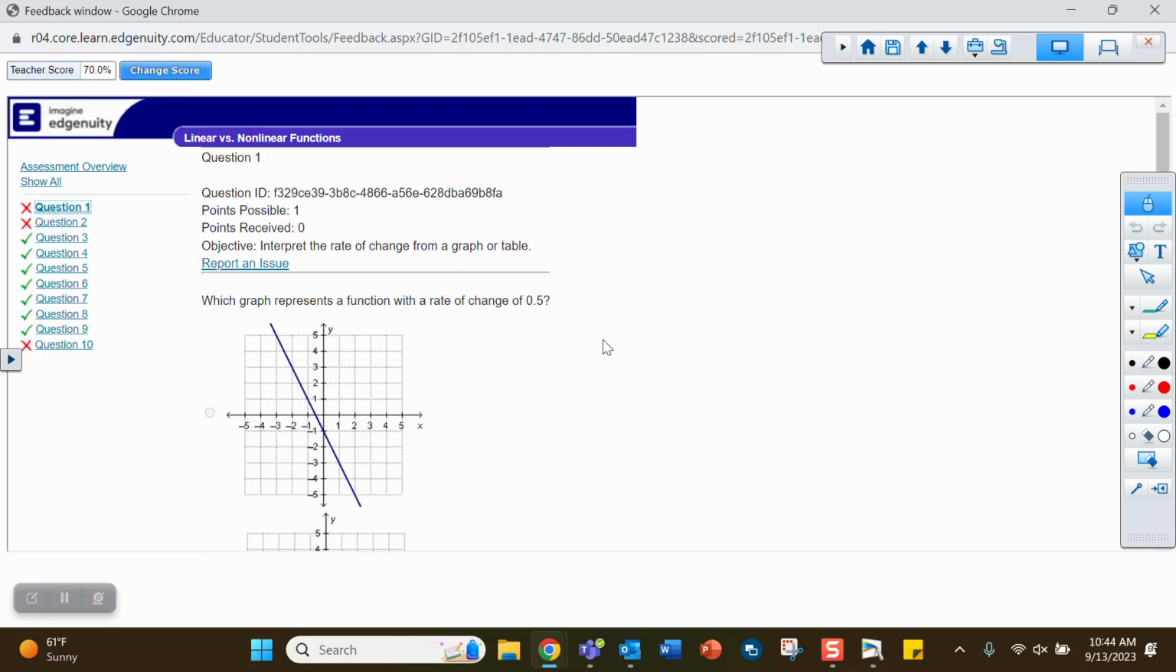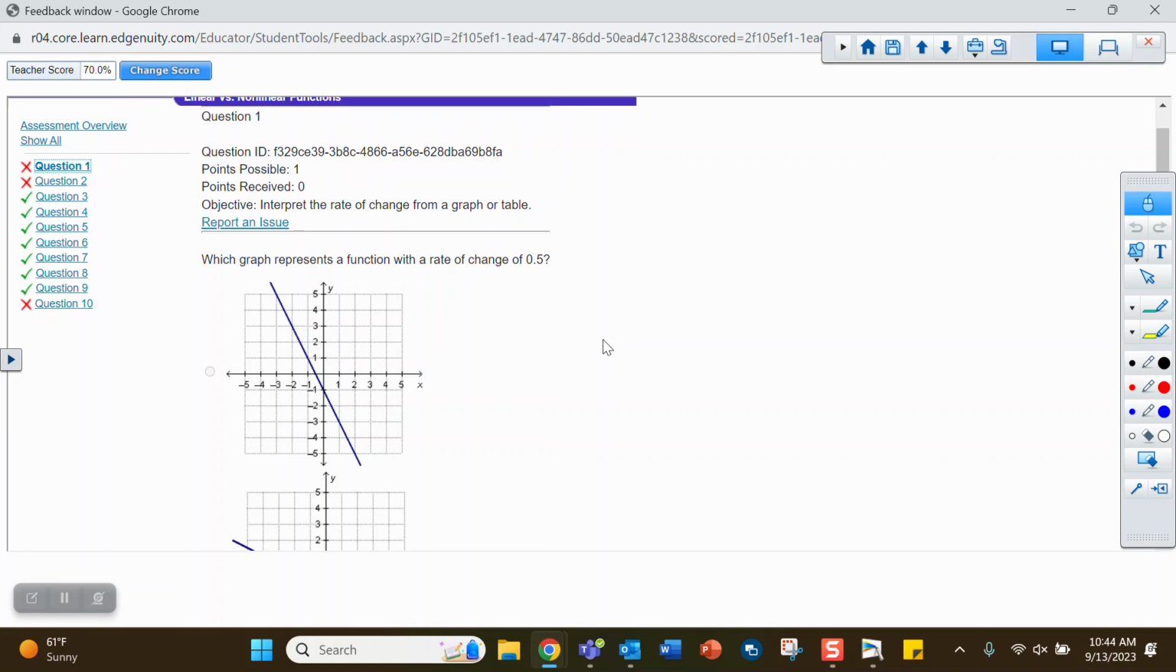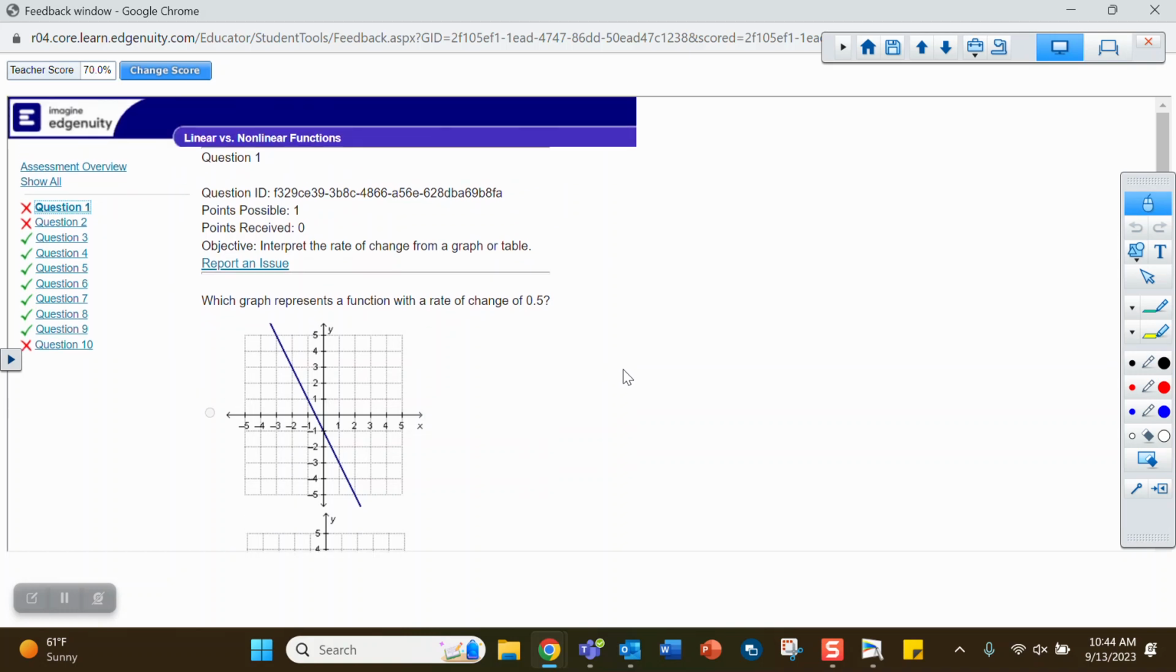You asked two really great questions in your email, and then I'll also go over that third problem that you missed. So your first question was, how do you find a rate of change when it's something like 0.5 or a fraction or a decimal? What I tell students often is first we want to change this to a fraction. So 0.5 is a half.